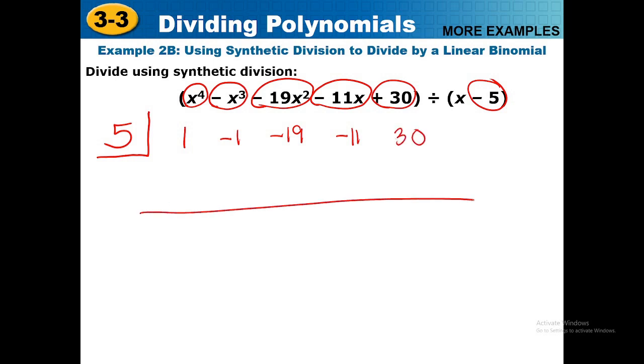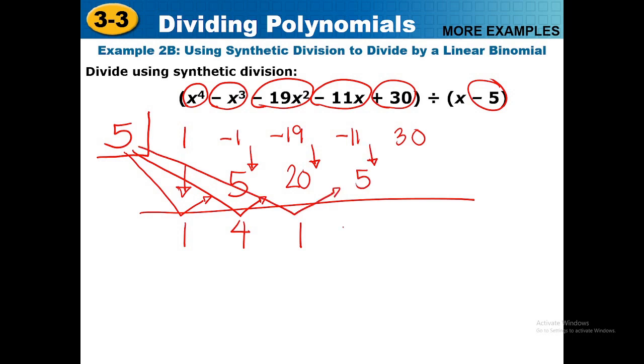Okay, let's do step number 3. Bring down 1. Then multiply. So how much is that? 5. Then add. Add 4. Correct. Then multiply again. You will get 20. Then you add 1. Then multiply again. 5. Then you add negative 6. Multiply. Negative 30. The remainder is 0. So how do you write your final answer now?